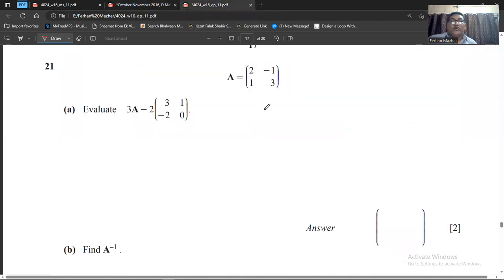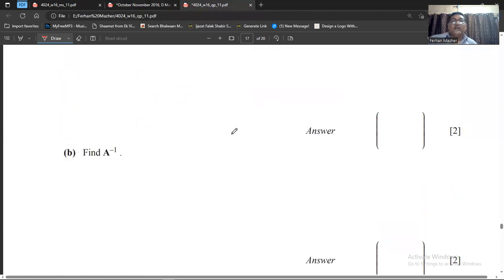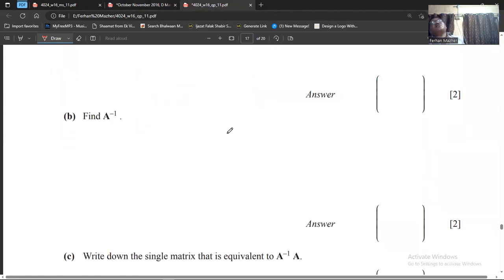You can pause the video. You can take your time with this question. Then in question number 21B part, they want us to find the A inverse. First of all, I will find the determinant. Then I will find out the adjoint of A. And then I will find out the A inverse.